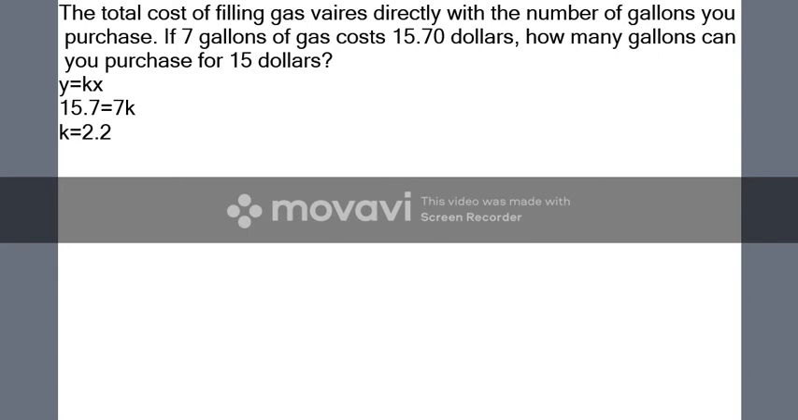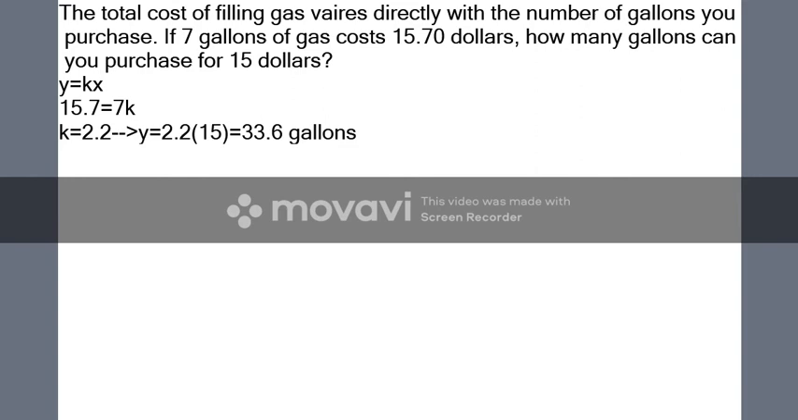So y is equal to 2.2x. Now we need to find x, because that's the gallons amount, since we're trying to find how many gallons you can purchase with $15. So make y 15. And 15 divided by 2.2 should give you around 6.8 gallons. If you did the full calculation, I think it's like 6.8 gallons. And that should be your final answer, guys.